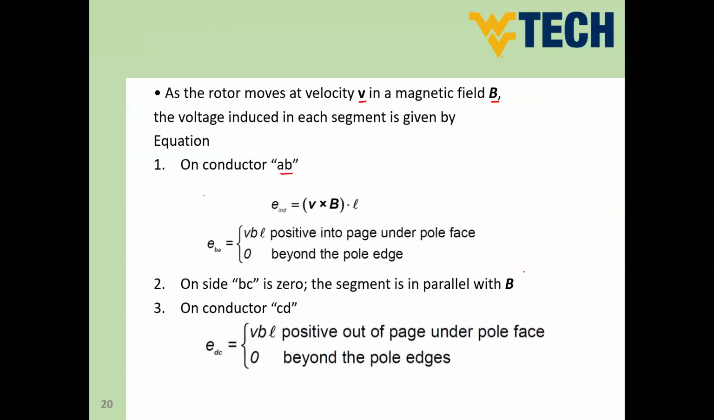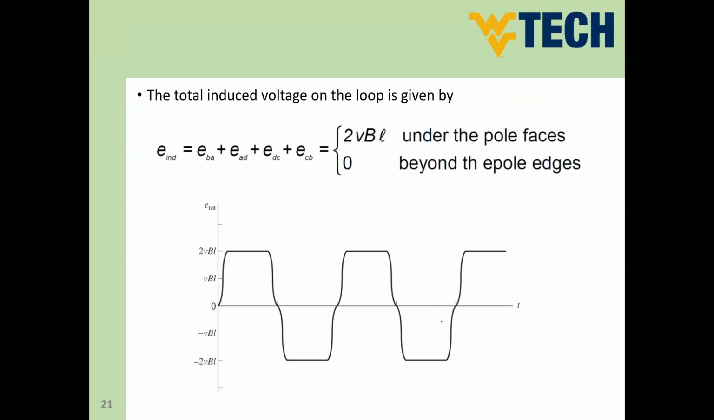By the same reasoning, guys, we can say e_DC is going to be vBL. So we now have a complete turn, which is going to be summing these voltages together. We can say that e_BA plus e_AD plus e_DC plus e_CB, over the whole one turn, is just twice the volt, which is 2 times vBL. And this is going to be the shape across the one turn.